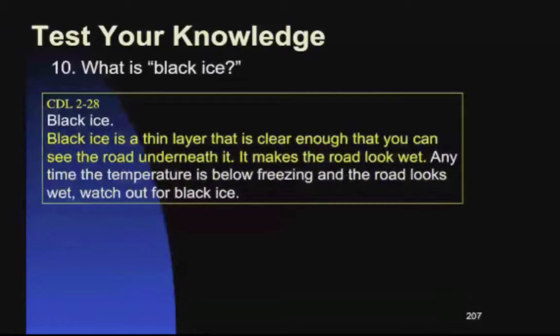Question 10. What is black ice? Black ice. Black ice is a thin layer that is clear enough that you can see the road underneath it. It makes the road look wet. Anytime the temperature is below freezing and the road looks wet, watch out for black ice.